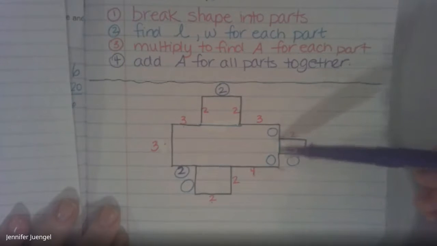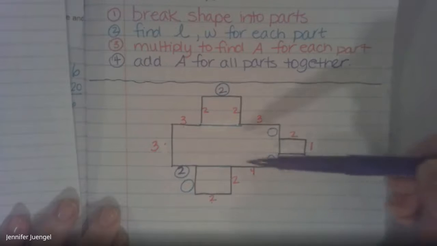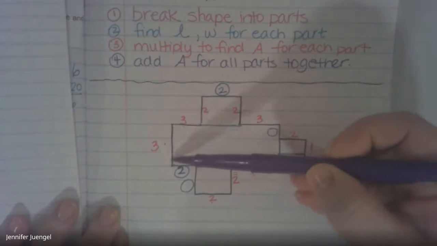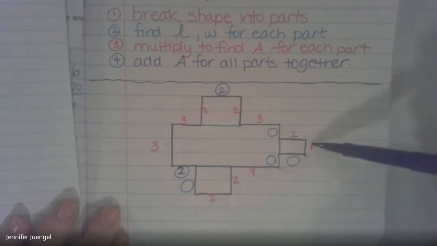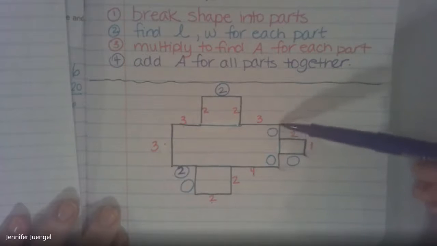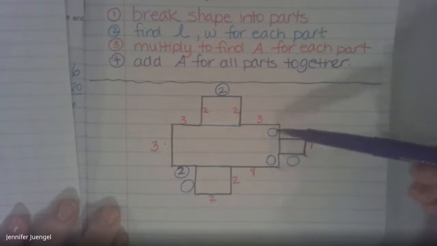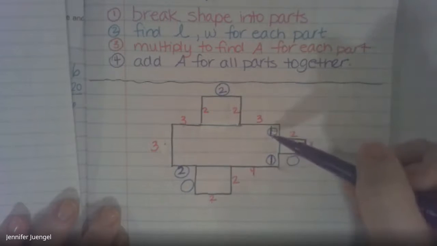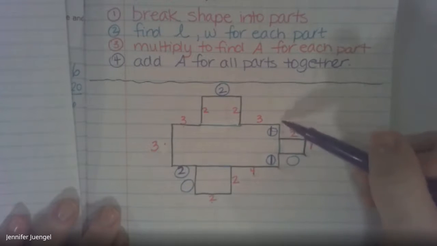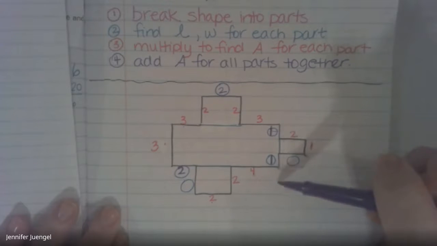On this side, we've got several that are missing. The left-hand side says that the length of this side is 3. The only one that I know right here is 1. But if the whole entire thing needs to be 3, that means that this needs to be a 1 and this needs to be a 1. 1, 2, 3. That's the whole length of that side.